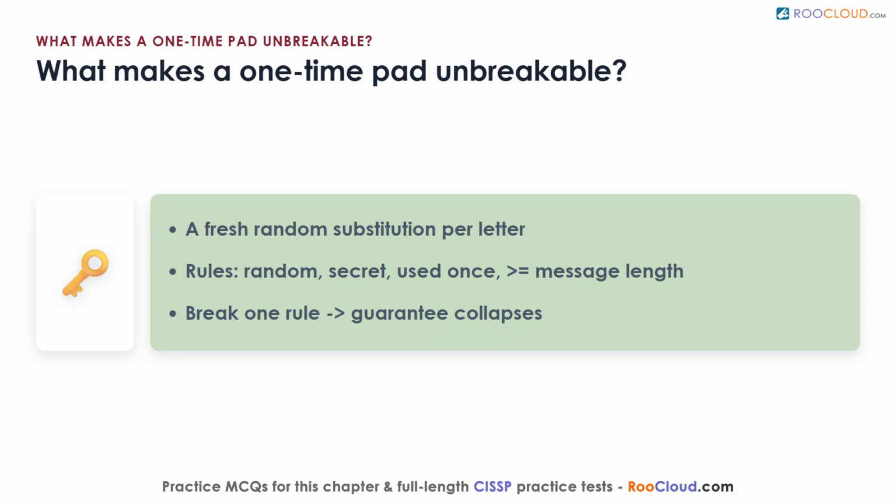But the conditions are strict. The key must be truly random, kept physically secret, used only once, and at least as long as the message. Break any one of those rules and the whole guarantee collapses. Historically, a foreign code was cracked precisely because its keys were not truly random. Think of a passphrase so long, so random, and so single-use that guessing it is pointless.